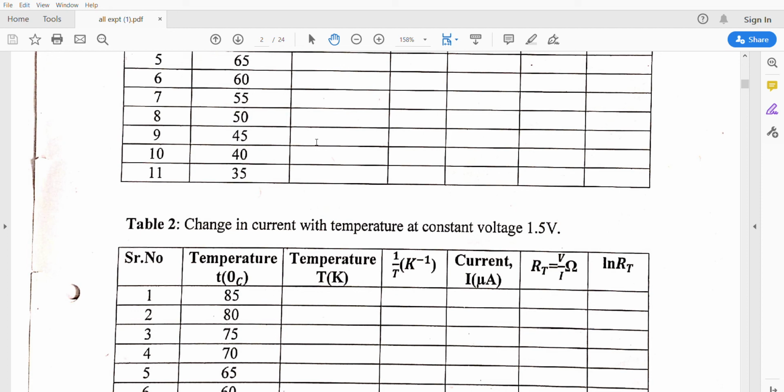Do not exceed the temperature of over 100 degrees centigrade. While increasing the temperature, it will automatically increase when you use the heater. But the maximum limit is 100 to 120 degrees centigrade. After that, the diode will break down.